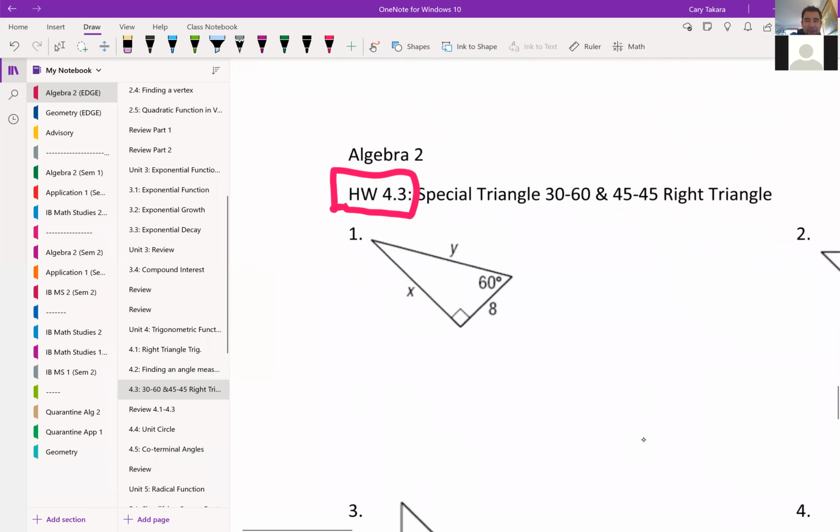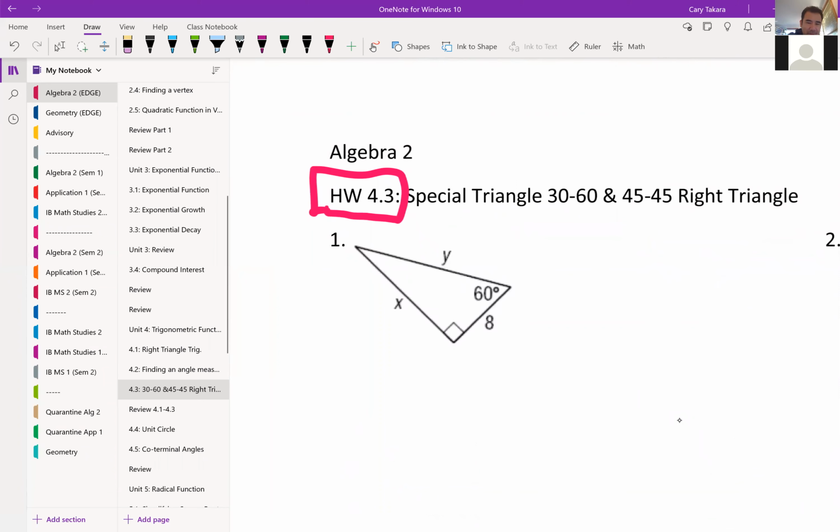Okay, so we've got short leg, which is 8. So how do you get to the hypotenuse? What does your note say? It's a double, isn't it? So it's going to be 8 times 2. So y is going to be 16. You don't even need to do anything. Right? You know it's a double because it's a 30, 60 right triangle.